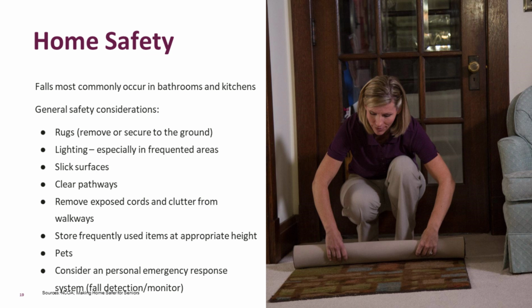And you want to look at general things like rugs. Can you remove them or secure them to the ground? Look at the lighting. We've already talked about that. Are there any slick surfaces that we need to be aware of? Is there a lot of clutter? We know that some individuals like to accumulate things, and in some extreme cases, if you walk into a home, you might see a small pathway amongst all of the clutter. In those cases, it can increase a person's risk for falls. So can we clear those pathways? Can we make things safer?